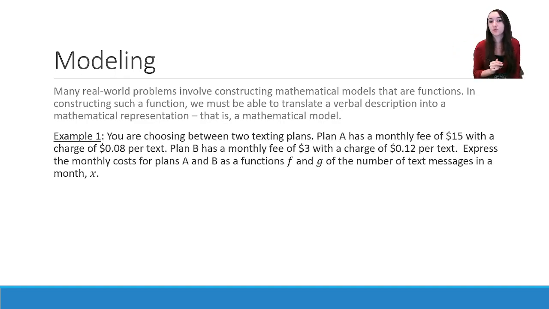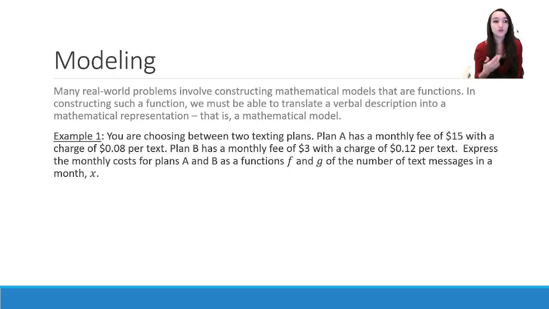So example number 1. You are choosing between two texting plans. Plan A has a monthly fee of $15 with a charge of 8 cents per text. Plan B has a monthly fee of $3 with a charge of 12 cents per text. Express the monthly costs for plans A and B as functions f and g of the number of text messages in a month x.